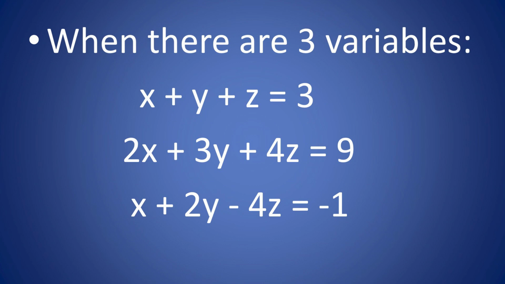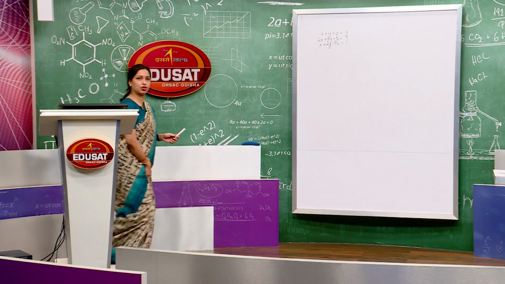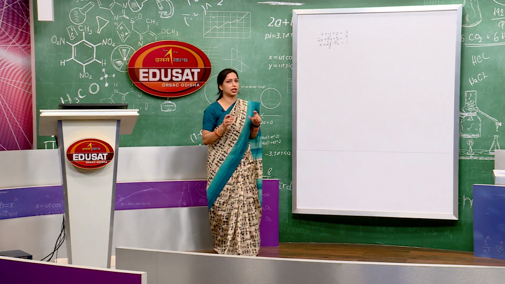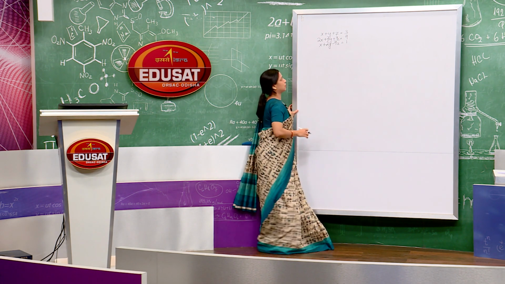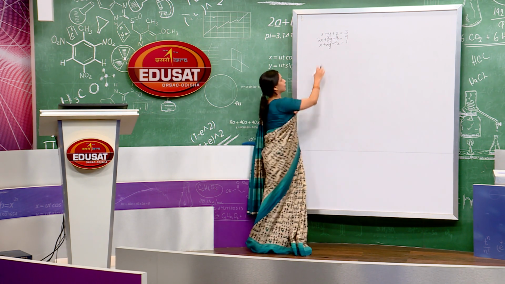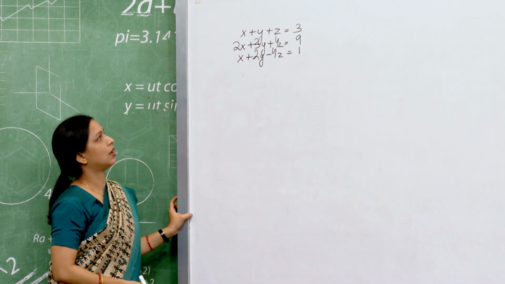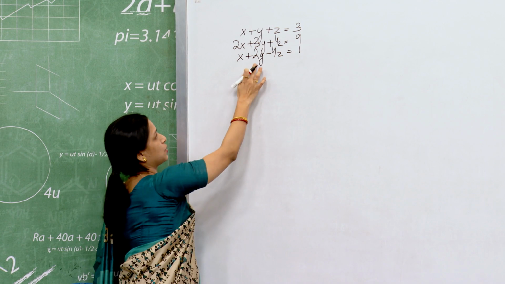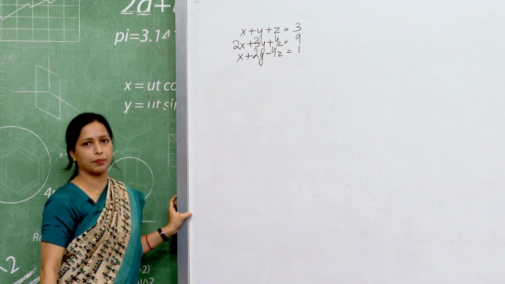Now, let us do a quick recap of the steps. First we need to find the determinant consisting of the coefficients, then we find dx, then dy, then dz, and then find the values by using the formula dx by d or dy by d or dz by d, right. Now, let us take an example. When there are 3 variables, that means there are 3 linear equations, right. So, here is the question: x plus y plus z equals 3, 2x plus 3y plus 4z equals 9 and x plus 2y minus 4z equals 1, right.